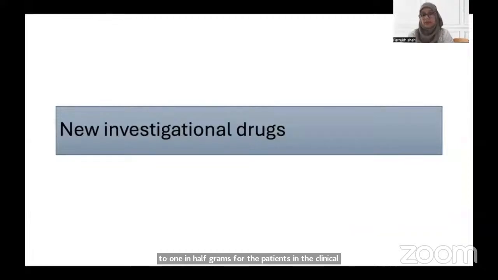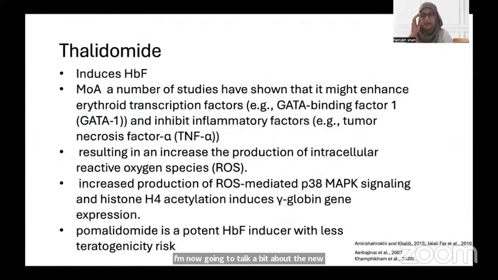I'm now going to talk a bit about the new investigational drugs that are currently in development. Thalidomide, again, last year I presented data on thalidomide. Thalidomide works by inducing hemoglobin F. A number of studies have shown that its mechanism of action may be that it enhances erythroid transcription factors, particularly GATA1, and possibly inhibits inflammatory factors such as TNF-alpha.